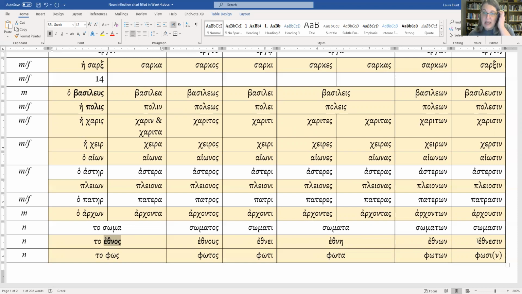So that's the case. I do want you to memorize these patterns because these are the most common patterns. And if you know these, they'll help you recognize the rest when you run into them in the Greek text.